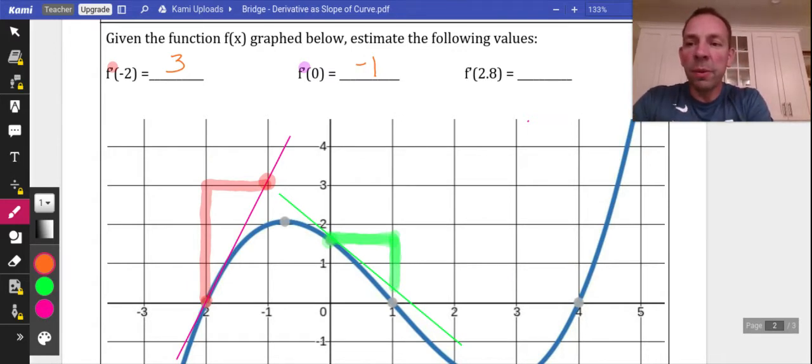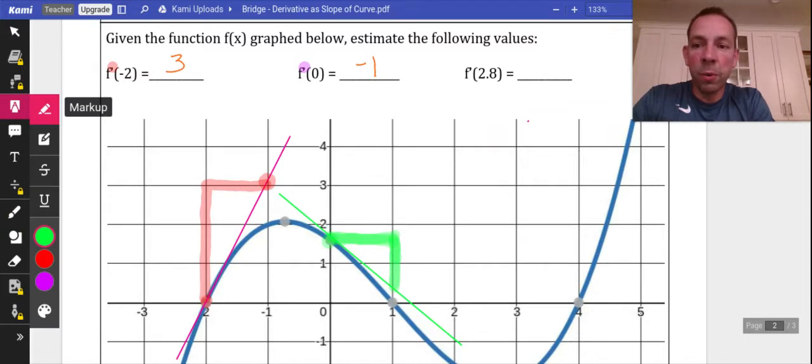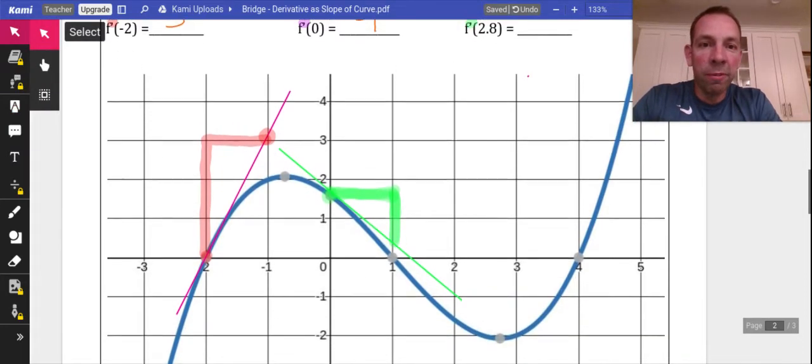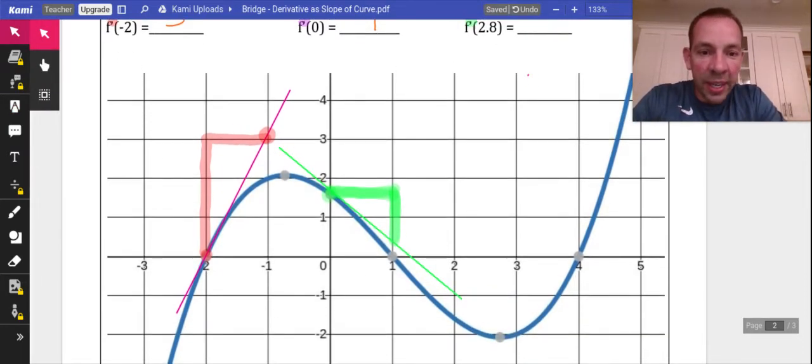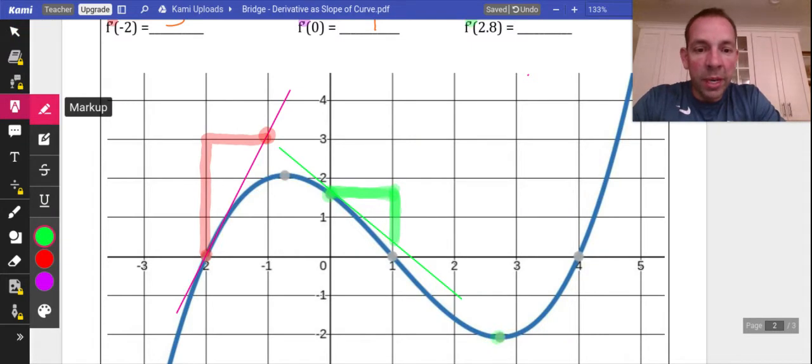The last one we want to look at, and this is a very, very interesting one, is f prime of 2.8. Now, why 2.8? Well, I tried to ballpark where the vertex or the turning point was, and I said that this turning point was occurring at 2.8 because I really wanted to zoom in on this point right here.